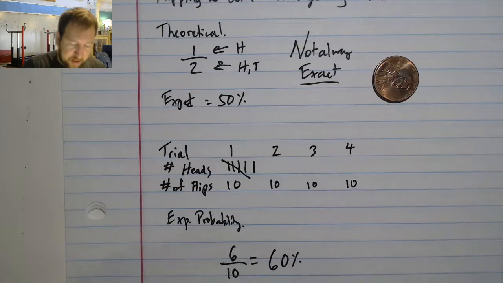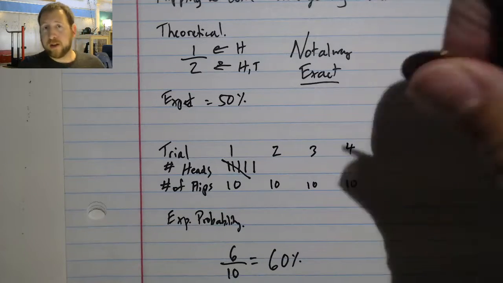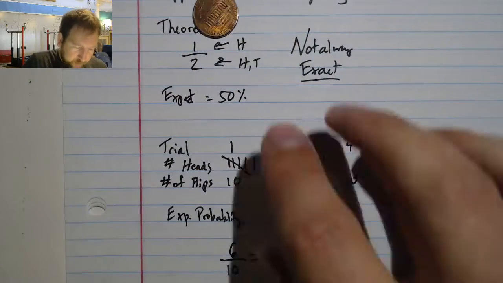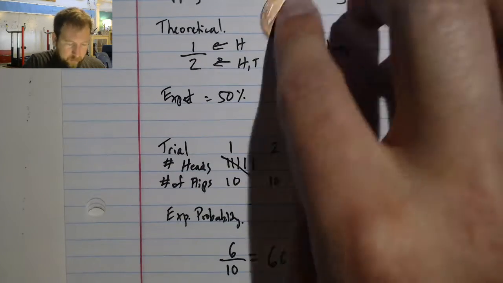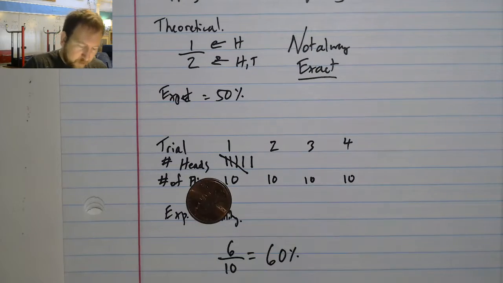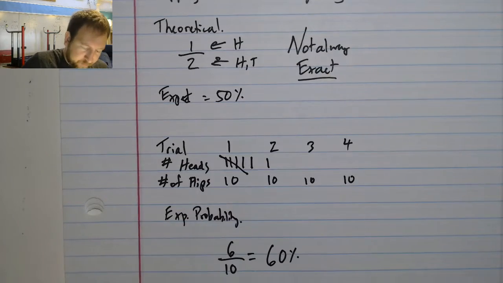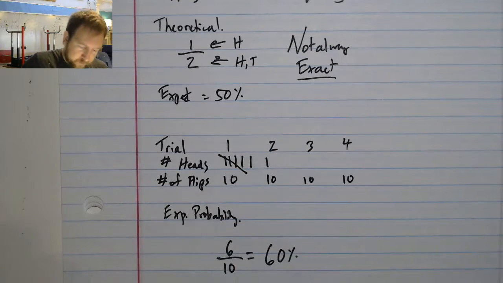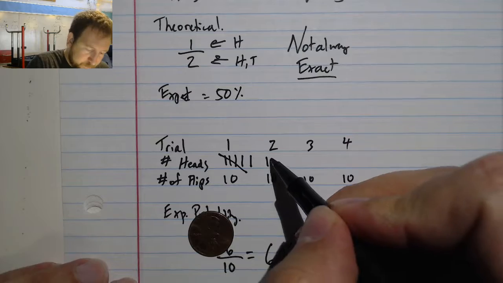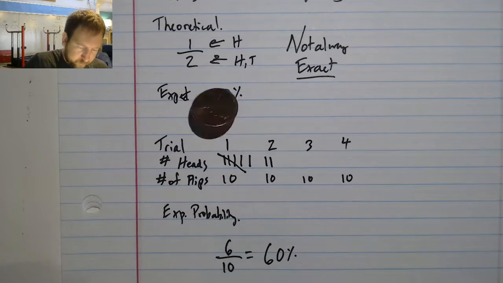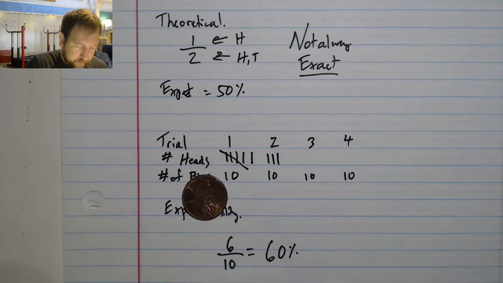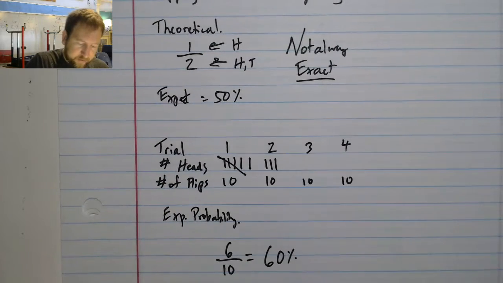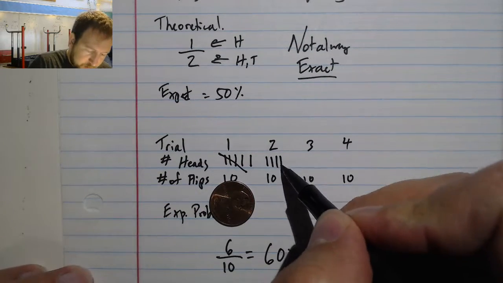I'll run one more set, and then we'll see if it gets closer. Hopefully it will. It might not. Okay. 1, tails. 2, tails. 3, tails. 4, heads. Oops. 5, tails. 6, heads. 7, heads. 8, tails. 9, tails. 10, heads.